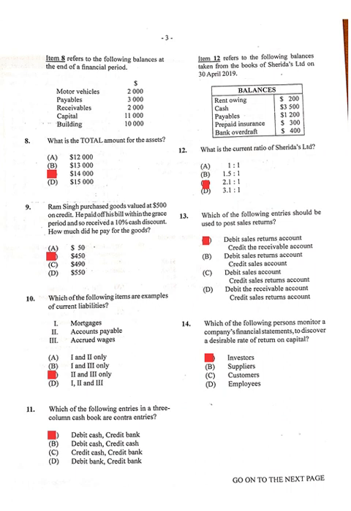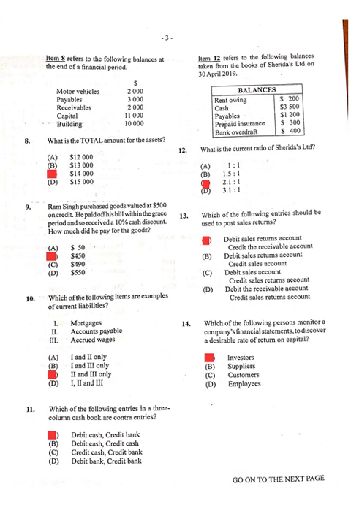Question 8. Item 8 refers to the following balances at the end of a financial period. Motor vehicles, 2,000. Payables, which is the same thing as creditors, 3,000. Receivables, which is the same thing as debtors, 2,000. Capital, 1,100. Or 11,000, I'm sorry. And building, 10,000. And it says what is the total amount for the assets. So that's motor van plus receivables plus building, so the total is $14,000, so the answer is C.